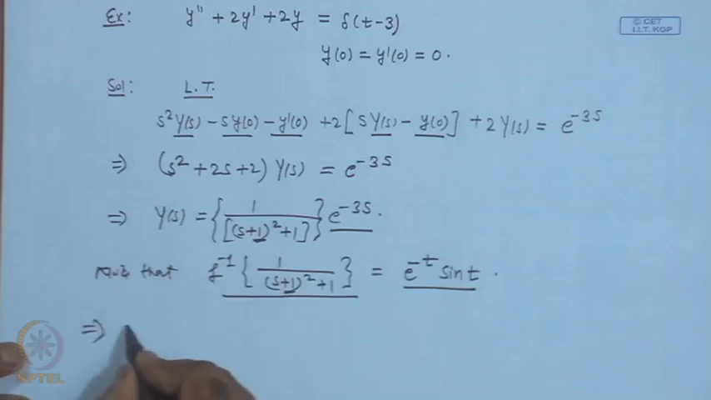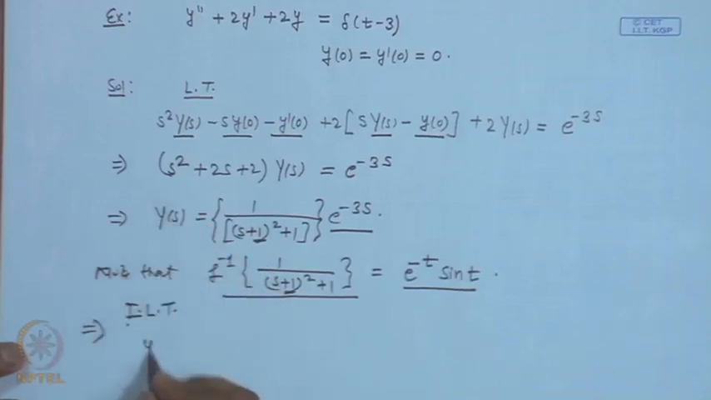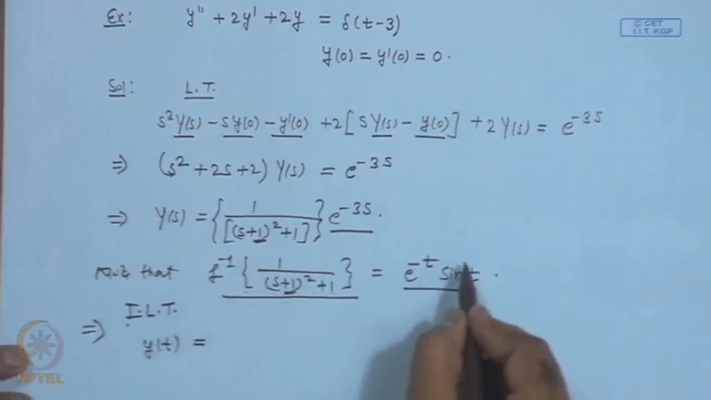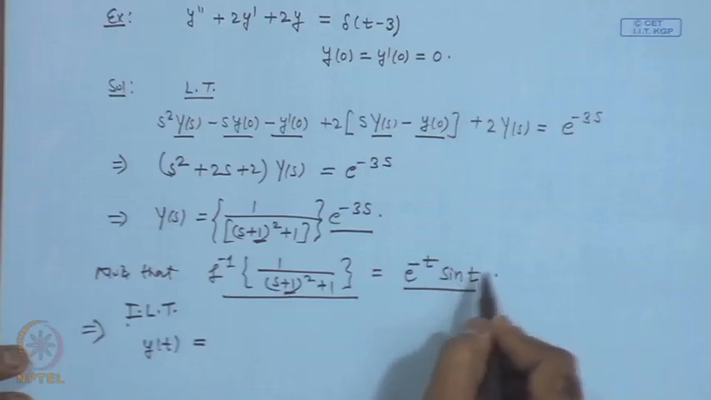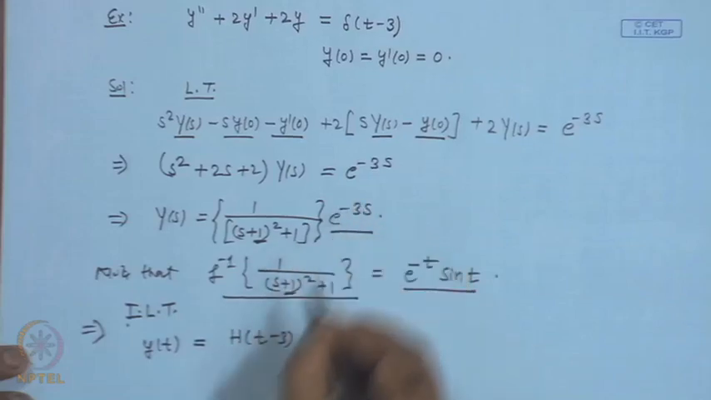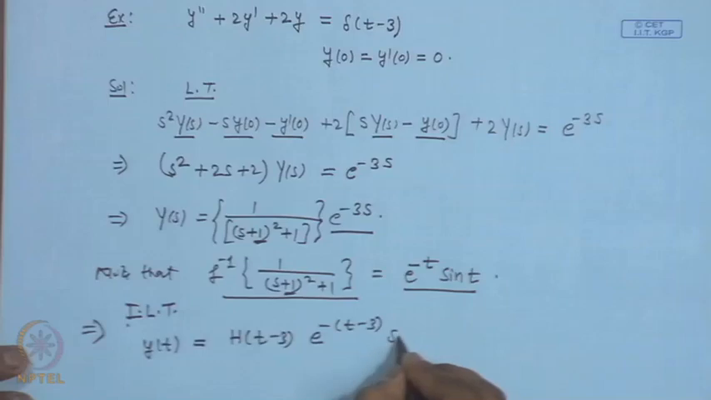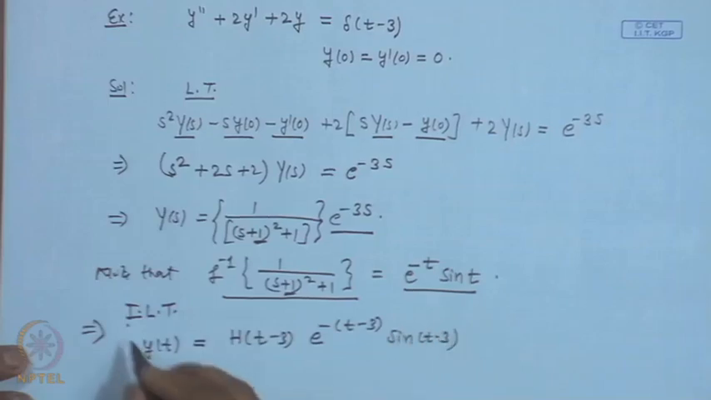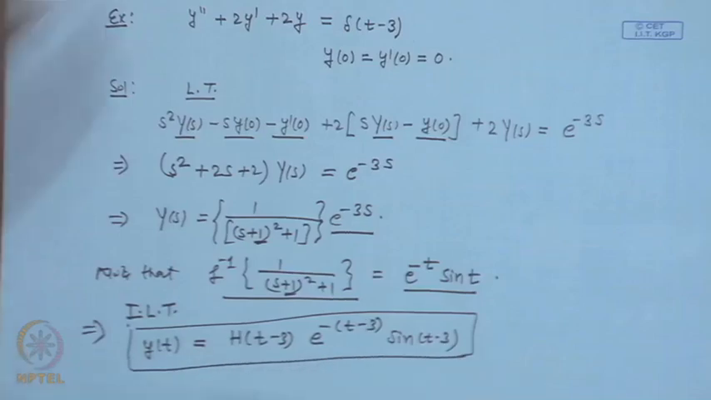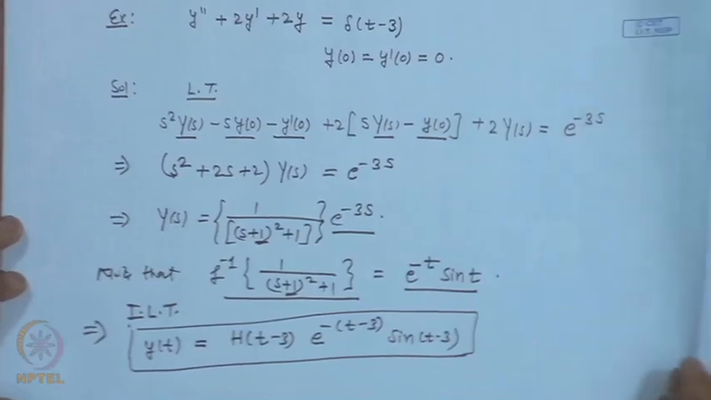So, taking the inverse Laplace transform now of Y(s), we will get y(t), and that will give us e power minus t sin t, and then we will get the shift in t. So, with h(t minus 3), because here minus 3 is there, we get h(t minus 3) e power minus (t minus 3) and sin(t minus 3). So, with the second shifting theorem, we have this solution when the right hand side is the Dirac delta function.